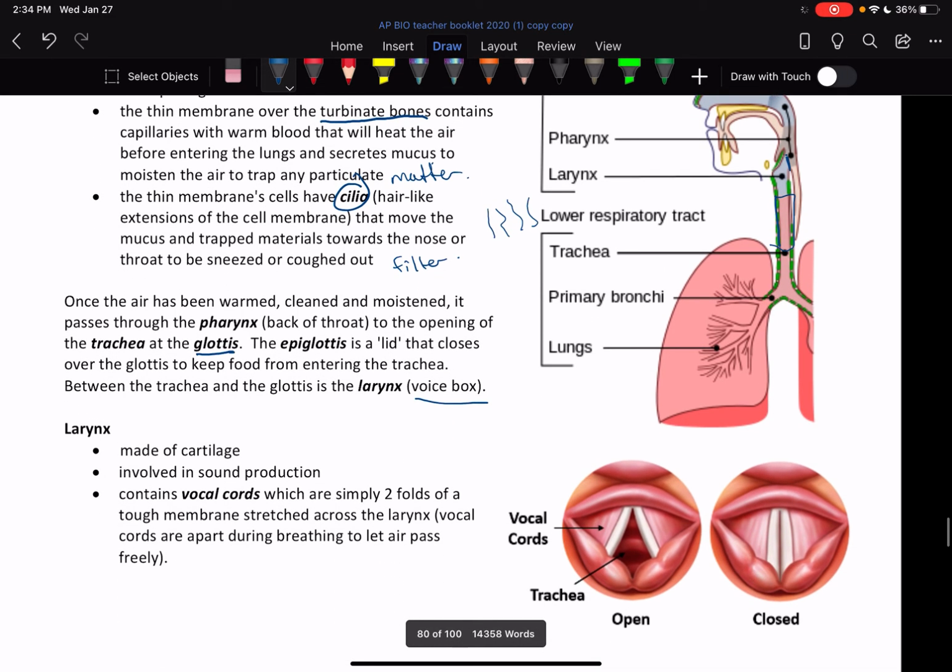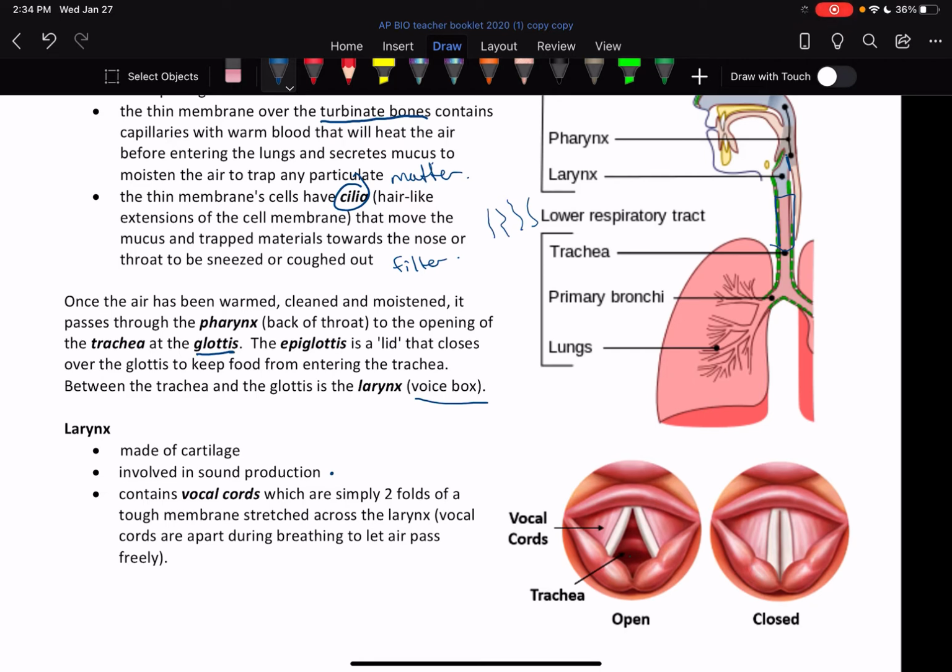It's made of cartilage. Now, remember, cartilage has a little bit of strength. It's got some structure to it, okay? But it's also a little bit flexible. So the larynx is called the voice box because it's involved in the production of sound. It contains vocal cords, and they are two folds of a really tough membrane. And they're stretched across the larynx. So you can see that here.